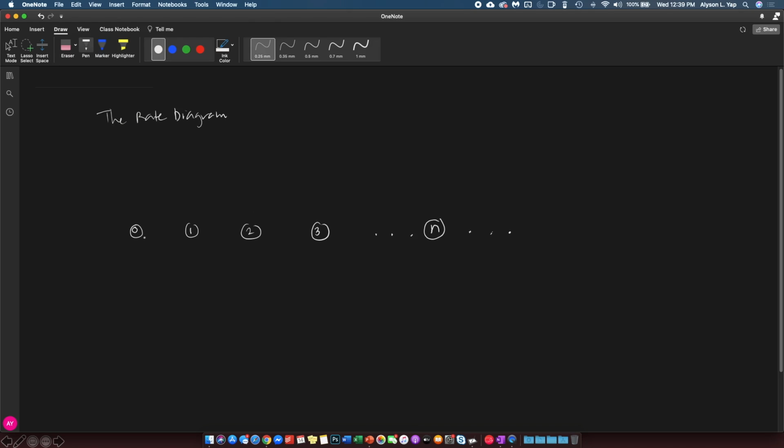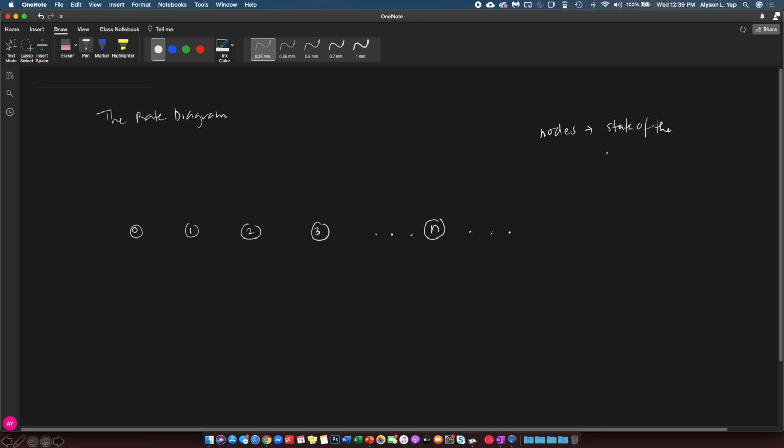These nodes represent the different states of the system. Meaning a node 0 represents the state where you don't have any customer inside the system. The state 1 represents your queuing system with one customer, state 2 with two customers, state 3 with three customers, state n with n customers, and then so on and so forth.